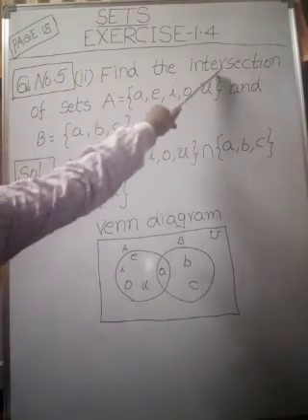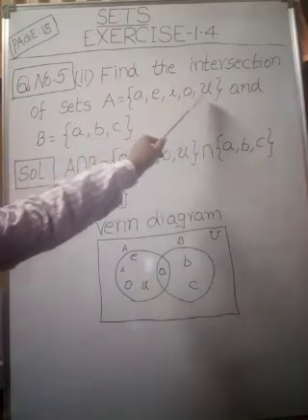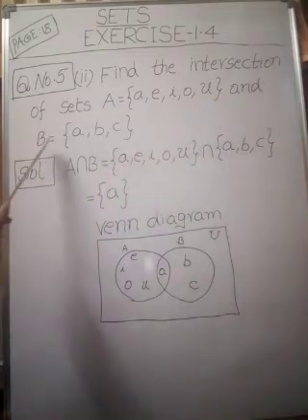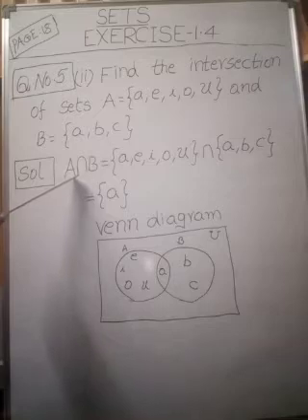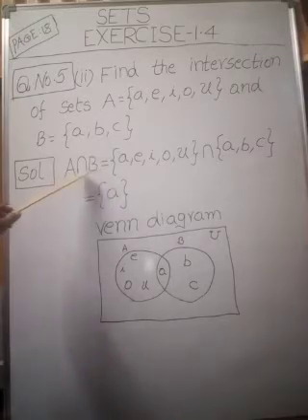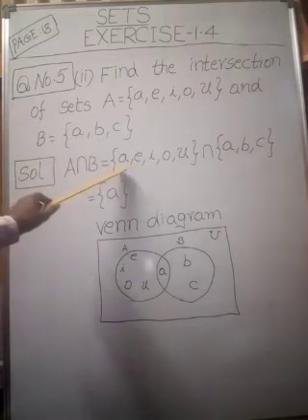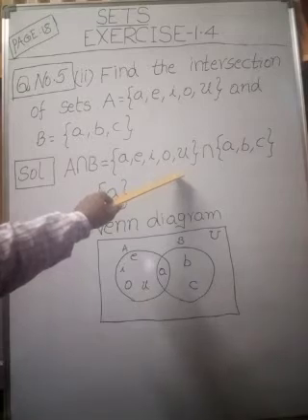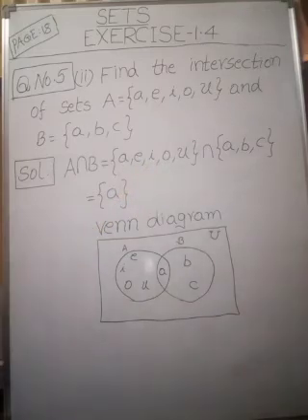Find the intersection of sets A = {a, e, i, o, u} and B = {a, b, c}. Here we have to find the intersection of these two sets. So directly I am writing here A intersection B. This symbol stands for intersection. Okay, my dear children? Right. Now I wrote here elements of set A intersection set B. What is meant by intersection of two sets? We have to write the elements which are common to both sets.